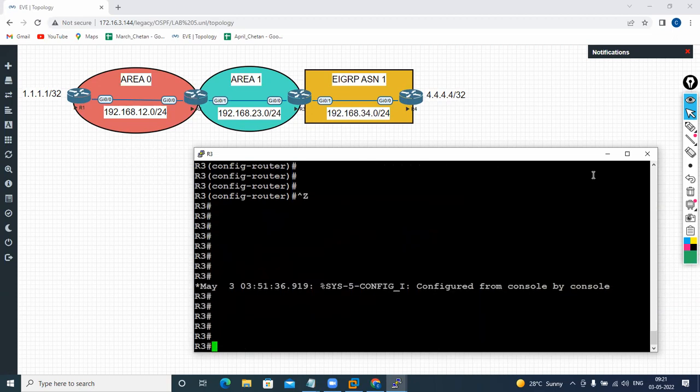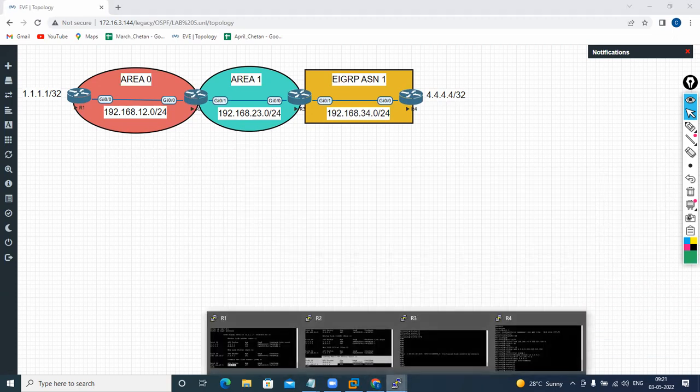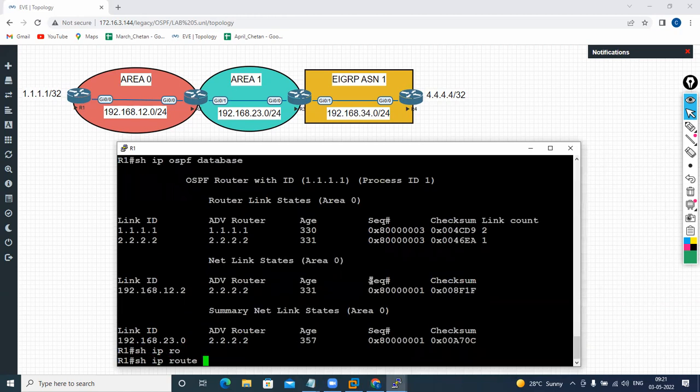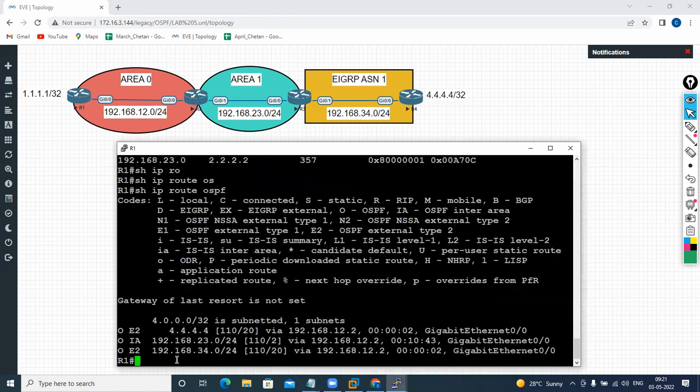Now, if you go and check on R1, what will be the route type? It will be O E2. Show ip route ospf. Can you see the O E2 route here? External route. This route we call external. Again, the AD value is the same, that is 110. O stands for intra-area, O IA stands for inter-area, and O E2 stands for external route. AD value is again 110.